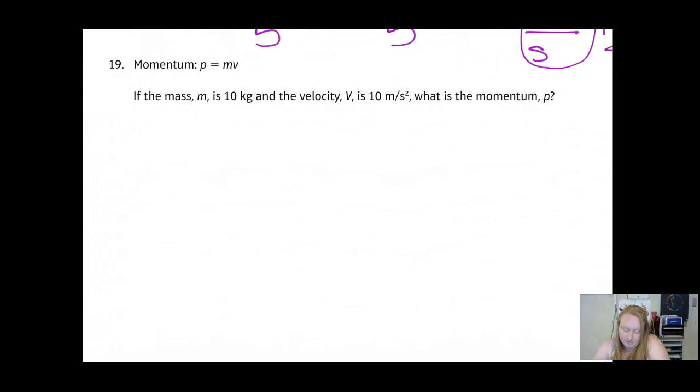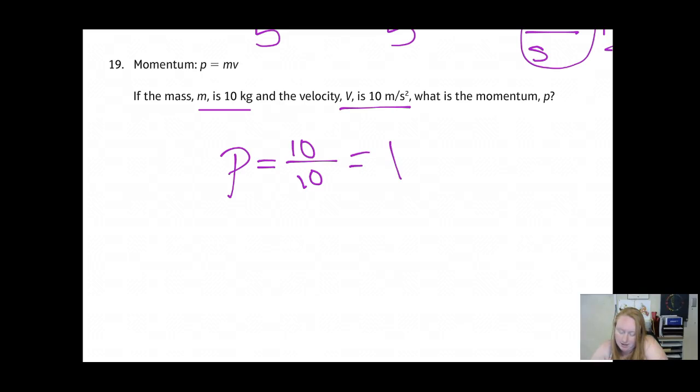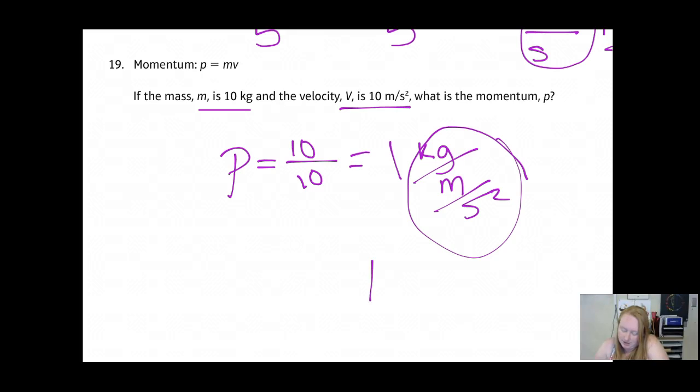So I have momentum. Momentum we use a P for. Don't ask me why. We use P equals mv. So our mass here was 10. Our velocity here was 10. So I get 10 over 10 equals 1. And I'm going to show my kilograms per meter per second squared. So when I write something like this, I'm going to end up with 1 kilogram meter, and then this gets second squared on top.